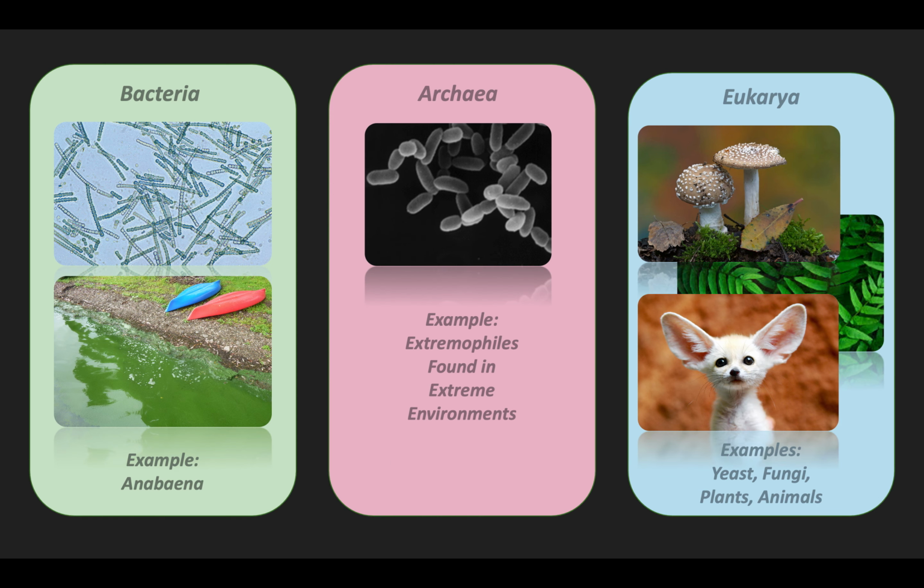So now for a few images. Here on the left, that green box would be bacteria. The example that I gave is Anabaena because this is something we actually have looked at in lab. It would be found in a pond environment. Here we have archaea, extremophiles found in extreme environments, and we didn't look at these in class together, but we did see bacteria cells and eukarya cells. For eukarya, I have here fungus, plants, and animals.